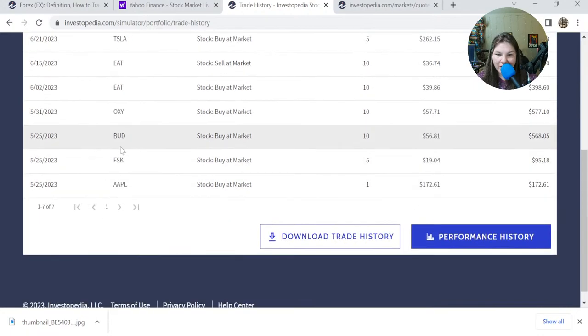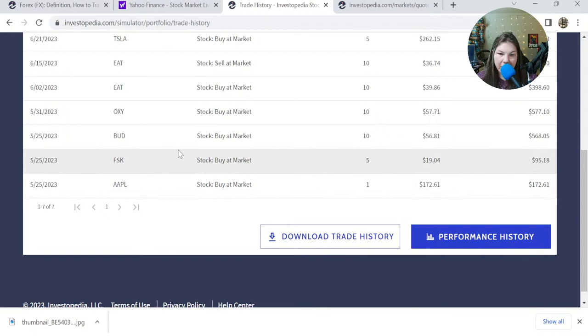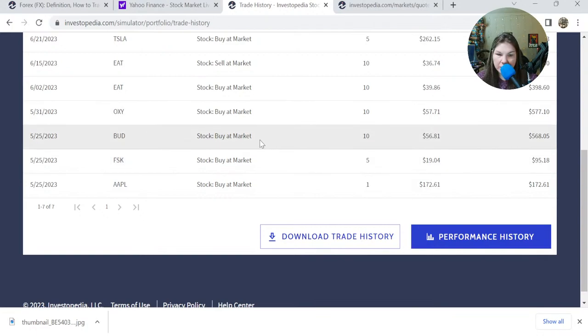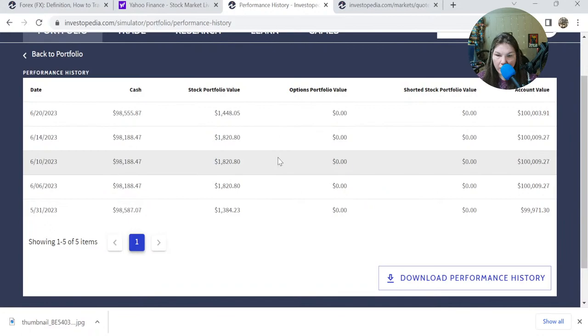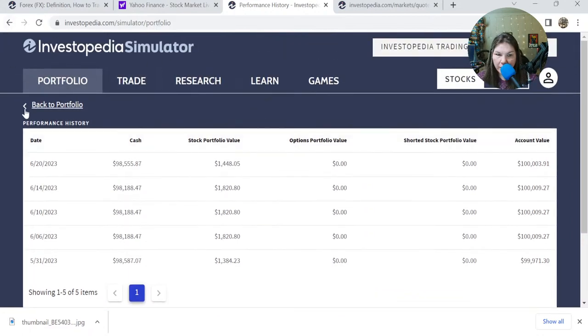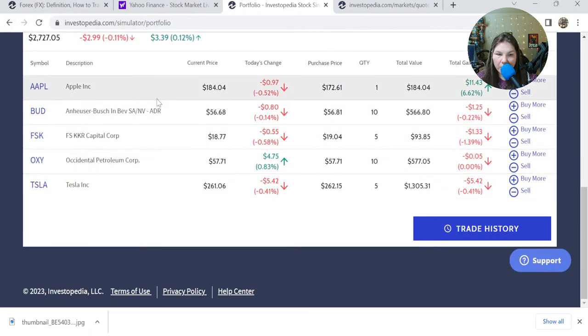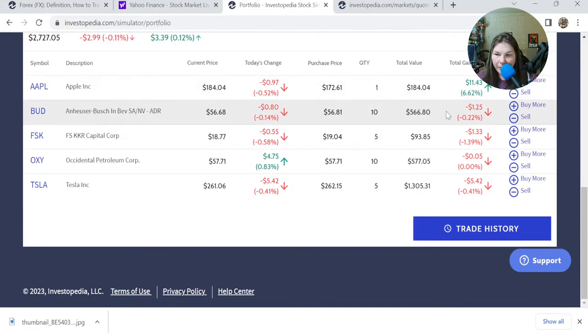Trade history. Oh, there we go. Look at us. We purchased it on 5/25, guys. So we purchased Budweiser almost 1 month ago, 10 of them at $56. That's not what we wanted to look at. Back to portfolio. So we purchased Bud Light 1 month ago because of the debacle that they were having.